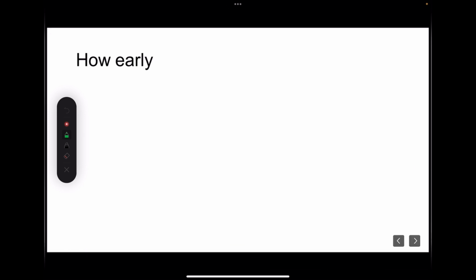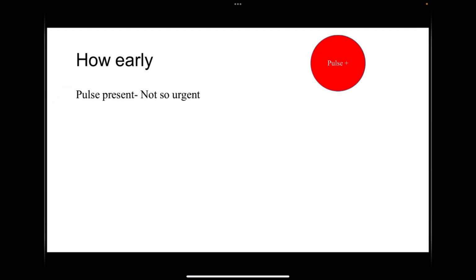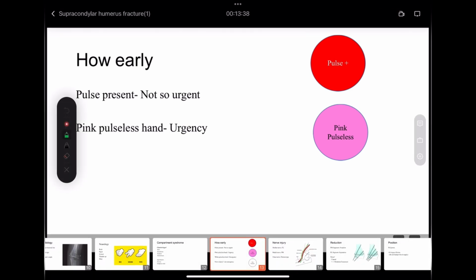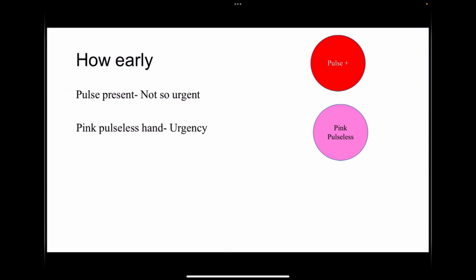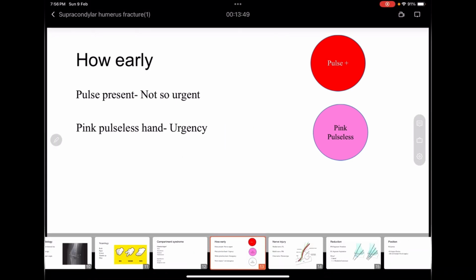And how early we should fix the fracture. Whenever a child is having a pulse along with the supracondylar humerus fracture, this is not an urgency. We can fix the fracture taking our time. But whenever a child presents to us with a pink pulseless hand, pink pulseless means pulse is absent, but the hand is pink, that is perfusion is there. Although this is not an emergency, we should be taking the child to the OT on priority.